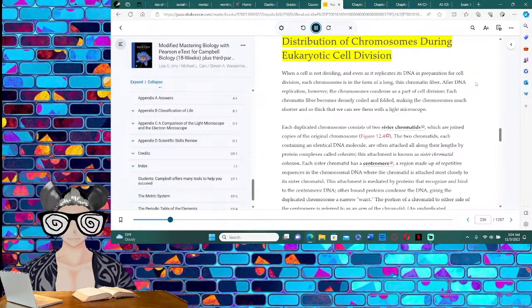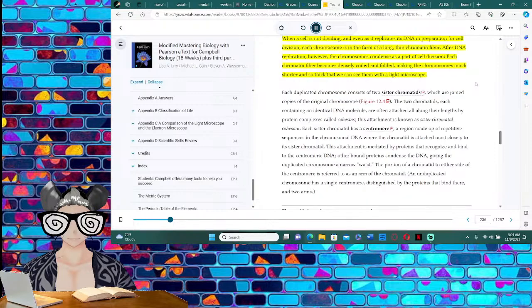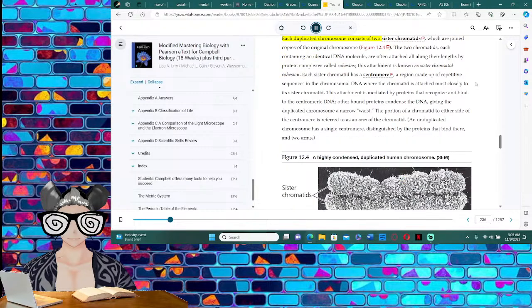Distribution of chromosomes during eukaryotic cell division. When a cell is not dividing, and even as it replicates its DNA in preparation for cell division, each chromosome is in the form of a long, thin chromatin fiber. After DNA replication, however, the chromosomes condense as a part of cell division. Each chromatin fiber becomes densely coiled and folded, making the chromosomes much shorter and so thick that we can see them with a light microscope. Each duplicated chromosome consists of two sister chromatids, which are joined copies of the original chromosome.